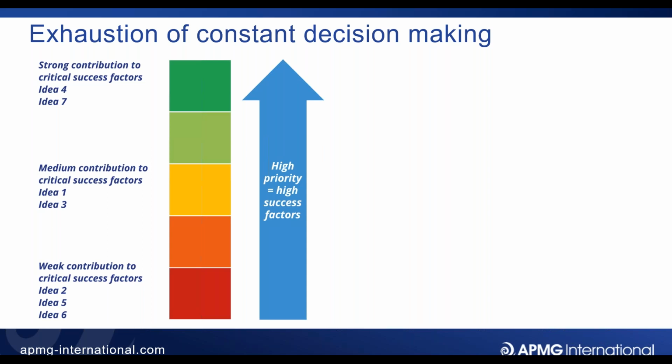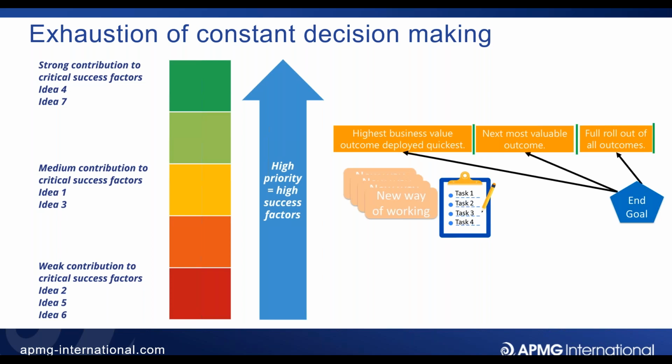But one of the issues is, why do we find change so hard? It's because actually our brains don't like having to constantly make decisions. And one of the things that we're trying to make a decision on is what we've just looked at, that having got that breakdown of outcomes, we have to decide, well, which one will we do first, and which one comes next, and which one after that.